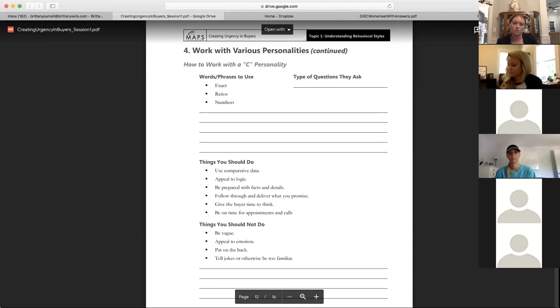A high C is going to want to hear proof. They're going to interview you a little bit more. You're going to have to appeal to their logic. You will never get them to make an emotional decision. The minute you trip over into emotional decision-making questions, forget it. They're no longer going to even trust you. Okay. They're just not going to trust you anymore.